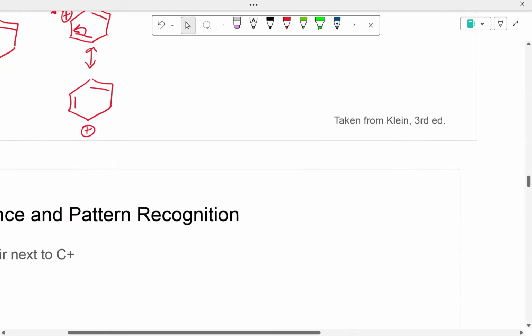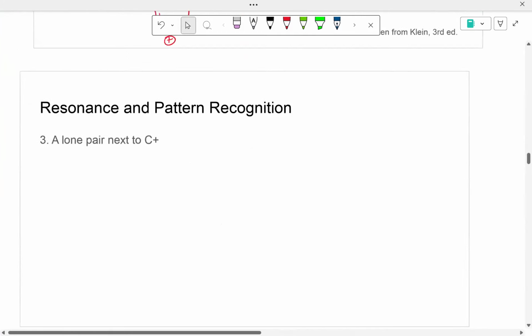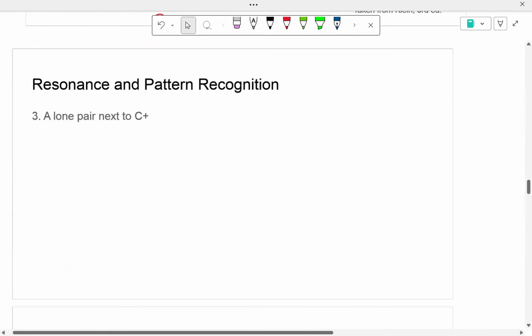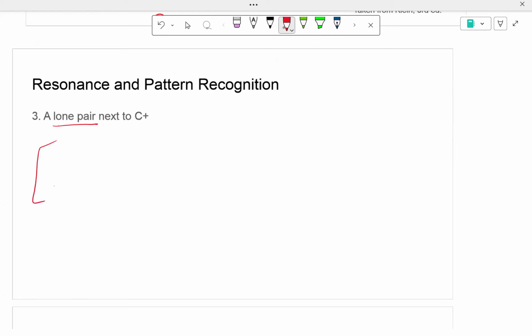A third common pattern is a lone pair next to a carbocation. And that lone pair could be on a variety of different atoms. So the key thing here is to recognize the pattern of the lone pair next to a carbocation. So let's look at this, for example.